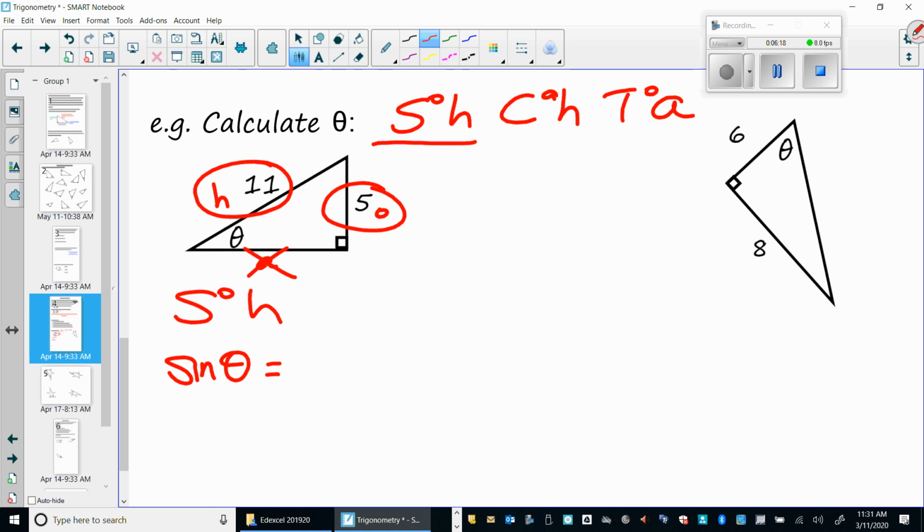So we choose sine theta. And why S? Because we've got the O and the H, and the S we know stands for sine. So we know what it is here? Okay, good. So sine theta.